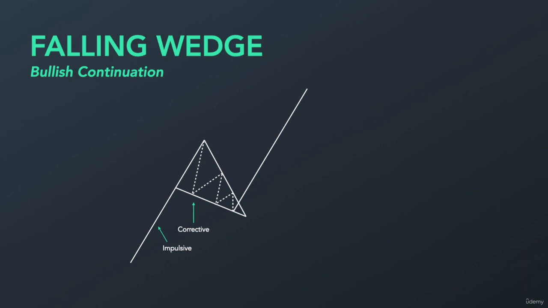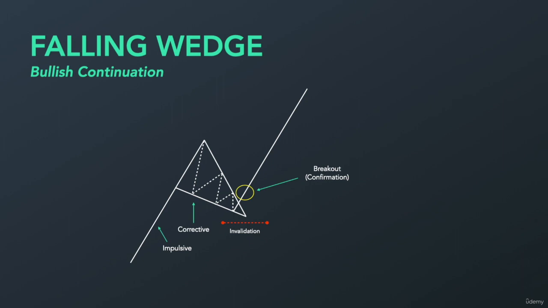So what we have to do is wait for a breakout, right? So this will be our confirmation. And if we want to trade this pattern, we will put our invalidation just below the low after price breaks out from this pattern. All right.